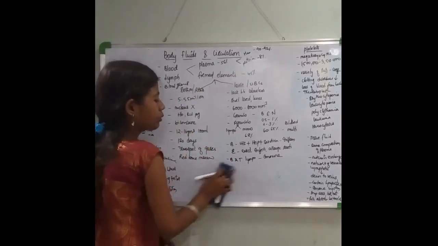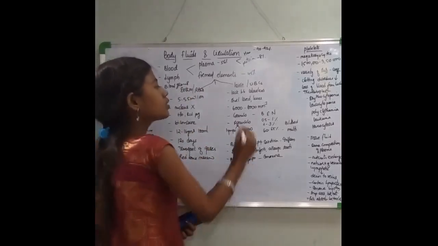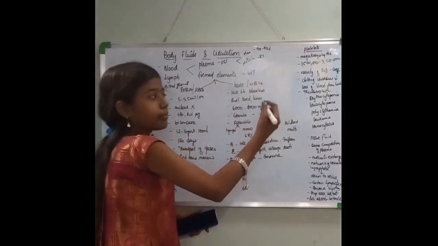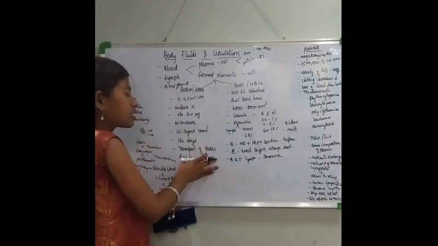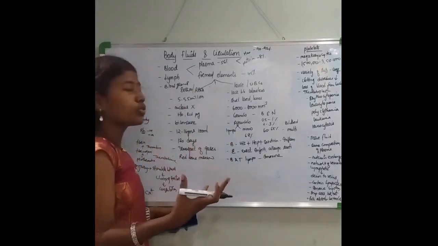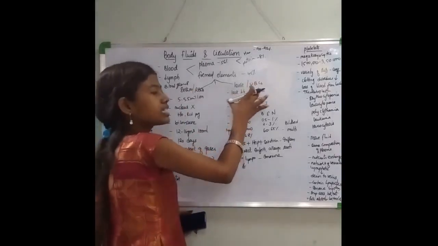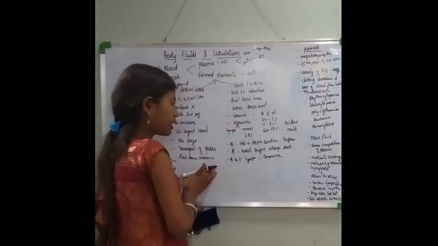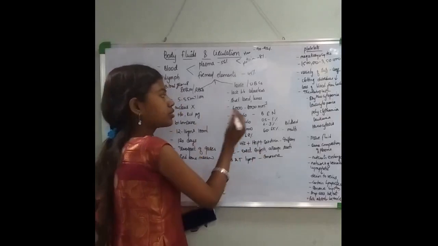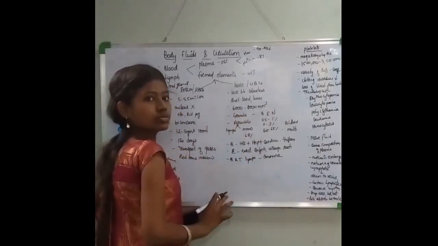Now when I talk about the leukocytes, the WBCs or white blood corpuscles: these are colorless. Red blood cells are red because of the presence of hemoglobin, whereas leukocytes lack hemoglobin and are colorless. They are short-lived compared to RBCs and lesser in number, about 6,000 to 8,000 per cubic mm.